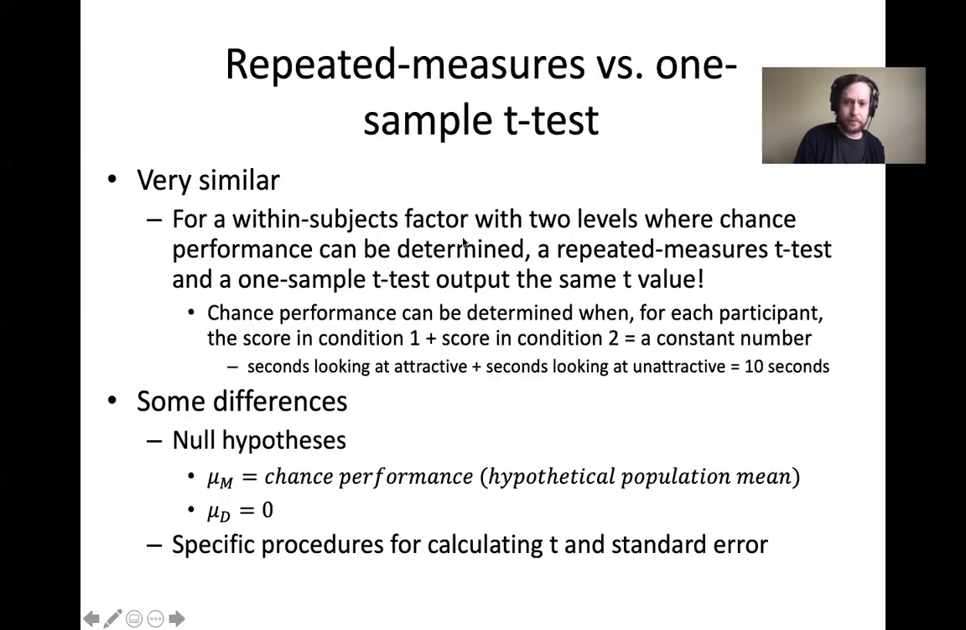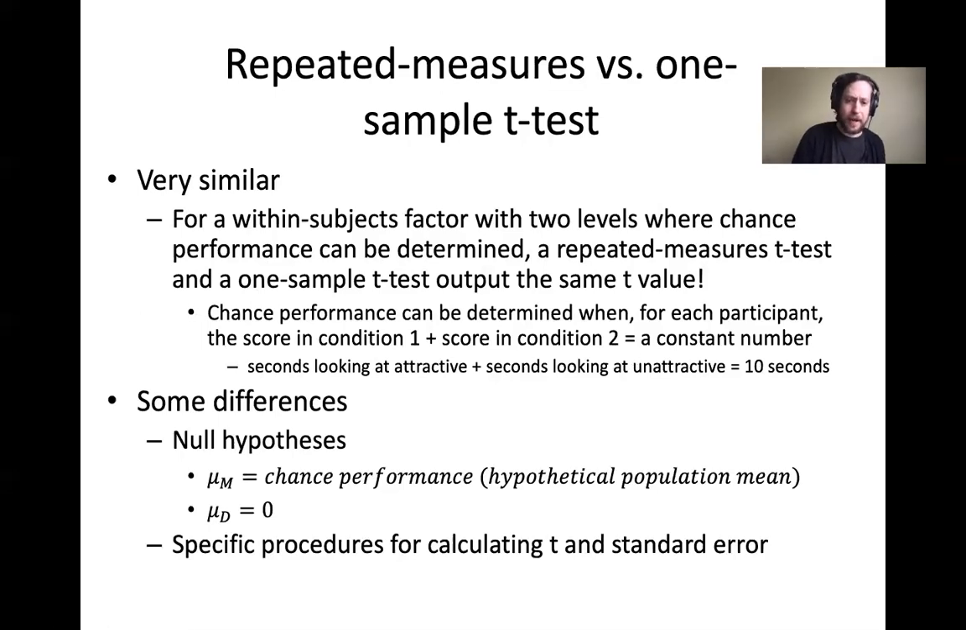described here. When you have two levels, and this is really the crucial thing, where chance performance can be determined, the repeated measures t and the one sample t give you the exact same number. The t value will be the exact same. And so you know that you can do this when the score in condition 1 plus the score in condition 2 across all participants is the same number. It is a constant number.